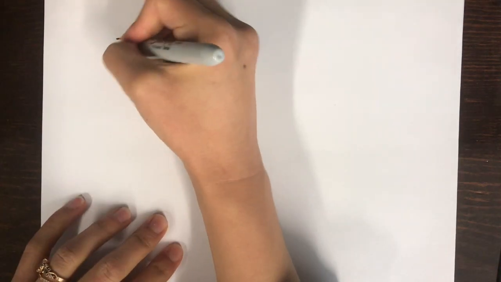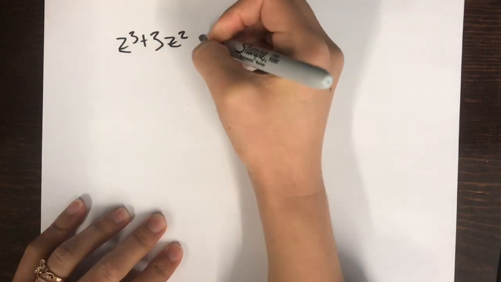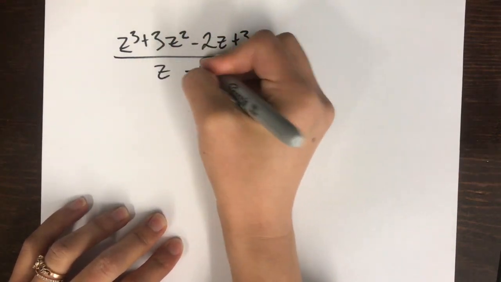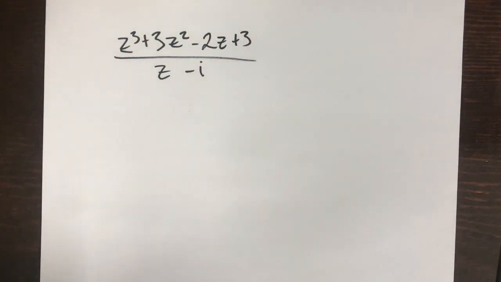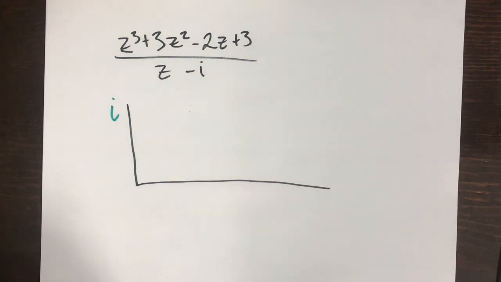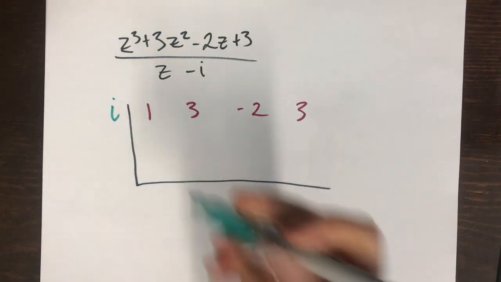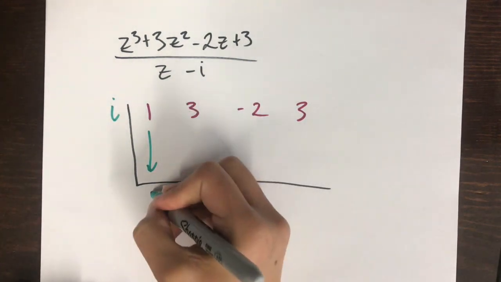Okay, let's go ahead and take another example. Let's suppose I have z cubed plus 3z squared minus 2z plus 3. Now this is going to be divided by z minus i. Well, what makes that 0? It's just i, right? i minus i is 0. So I'm going to put i on the outside, and I'm going to have my coefficients as normal: 1, 3, -2, and 3. I bring down the 1, and that's 1.